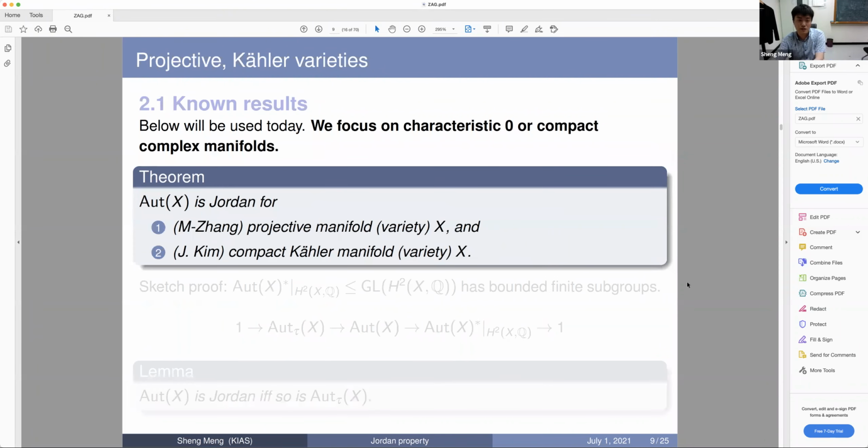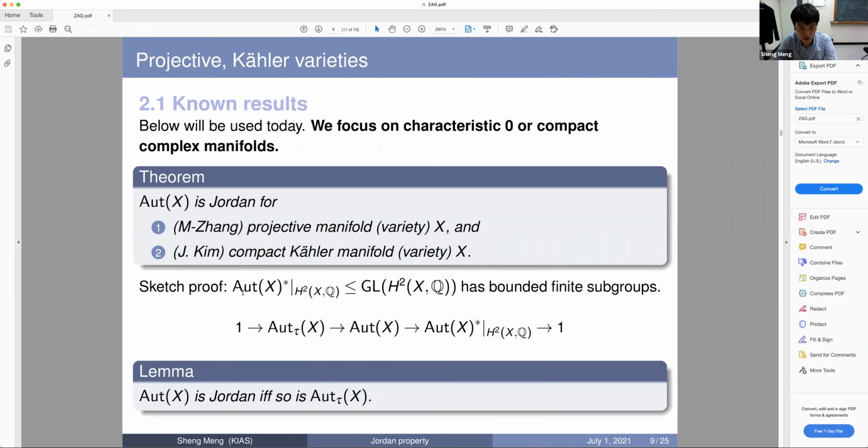Okay, now I'll mention some very important results, which will be mainly used today. Now we focus on characteristic 0 or compact complex manifolds. So the following two results are our starting point today. Aut(X) is Jordan for a projective manifold or projective variety, which was proved by me and Deqi Zhang. And later it was generalized by Kim to compact Kähler manifolds or compact Kähler varieties. Okay, the proof here is important.